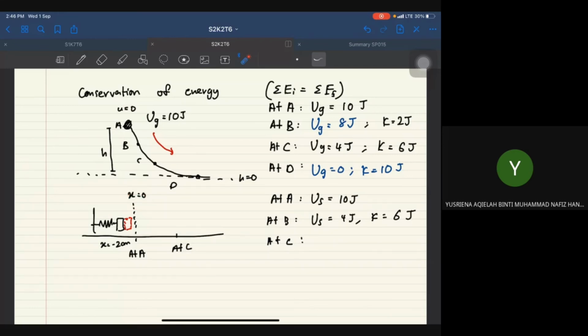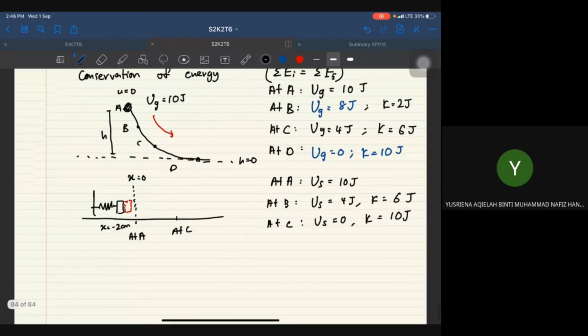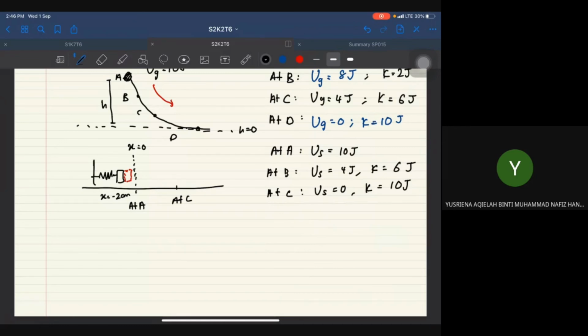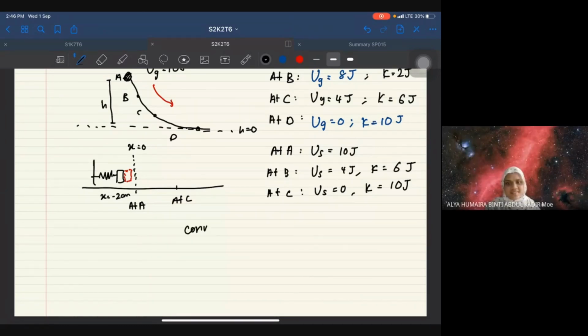So bila dia dah patah balik ke tempat asal, which is at equilibrium, x equals 0, so your US is equal to 0. And the whole energy of 10 joule, it becomes kinetic energy. Okay. Understand or not? Understand, sir. So conservation of energy.